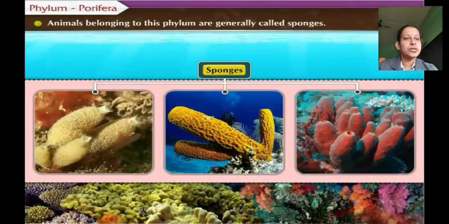Now the word itself tells you that they might be having pores. Since they have pores on their body, they are called poriferans. Animals belonging to this phylum are generally called sponges. Sponges means they are like a sponge. You have seen a sponge, no? They are very soft. They look like a sponge, and when you touch them they are spongy in nature. Therefore they are also called sponges.